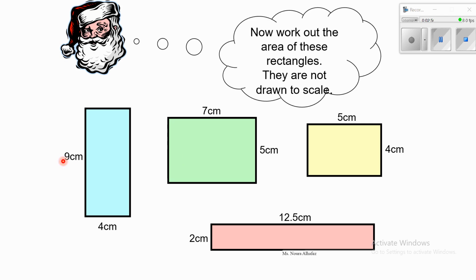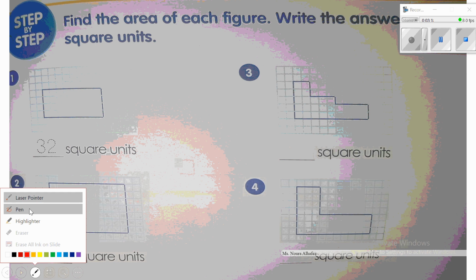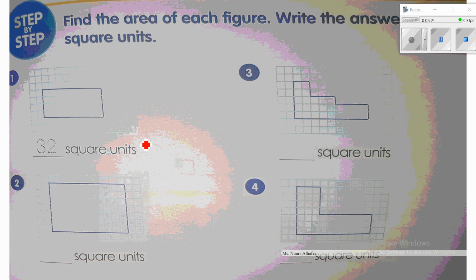So it is 9 times 4, 36. 7 times 5 is 35. Here is 20, and finally 25. So the same idea here. I have just to find out what the area means, the squares inside. So let's start now. They do it for us. So do this number 3 together.